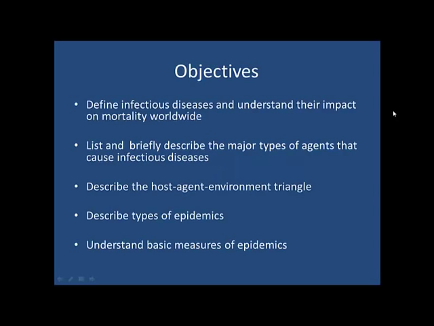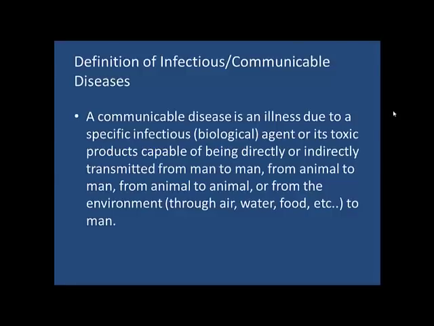Some of the objectives of this lecture will include to define the infectious diseases and understand their impact on the mortality and morbidity worldwide. List briefly and describe the major types of agents that can cause infectious diseases, describe the host agent environmental triangle, and describe the types of epidemics. Understand the basic measures of epidemics. Basically what I want you to do is to understand the different definitions that we're going to be using throughout the course. So let's get right into them.